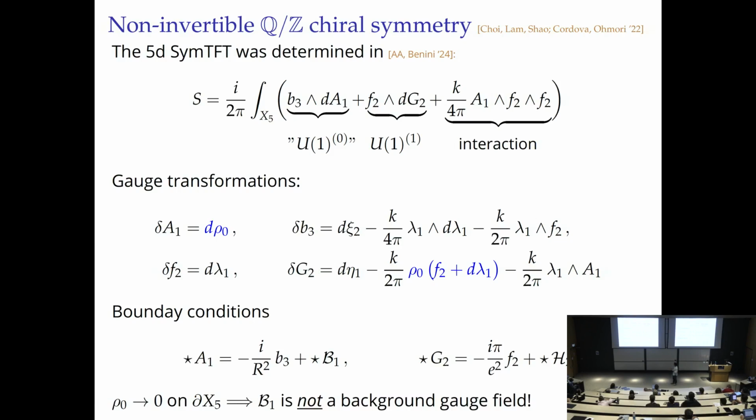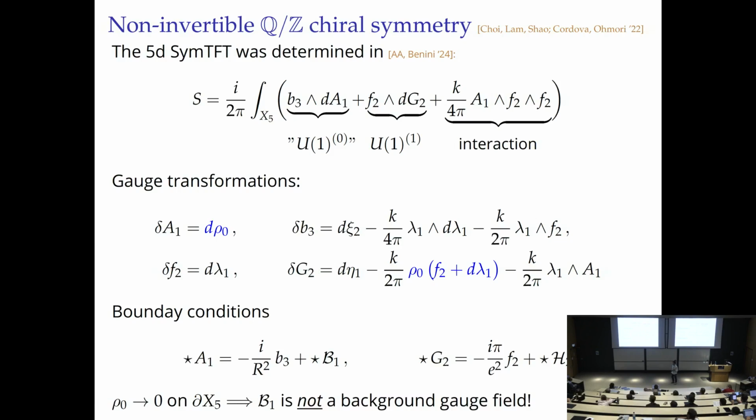However, since rho naught is also acting on G2 in this way, you can see that there is no possible gauge transformation that you can assign to H2 that reabsorbs the gauge variation of this. So the only option that you have is to freeze rho naught on the boundary, and therefore B1, which would be the field that shifted with this gauge transformation, should not be thought as a background field for any symmetry on the boundary. As you will see in a moment, this is really the hallmark of the non-invertibility of the symmetry.